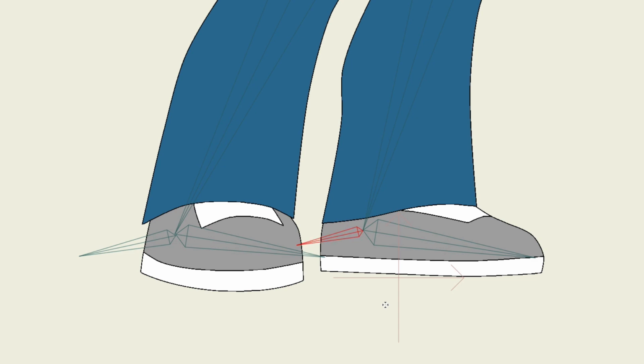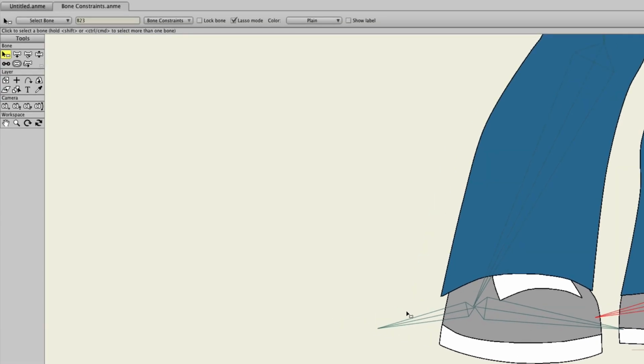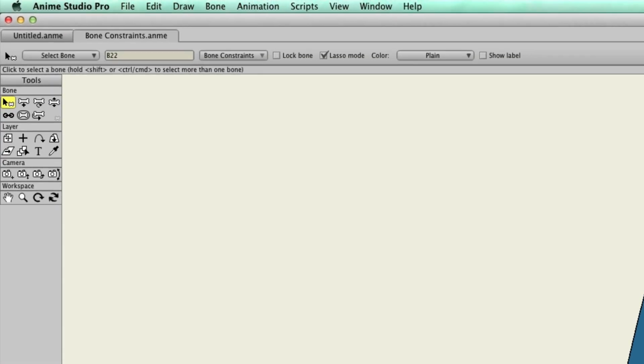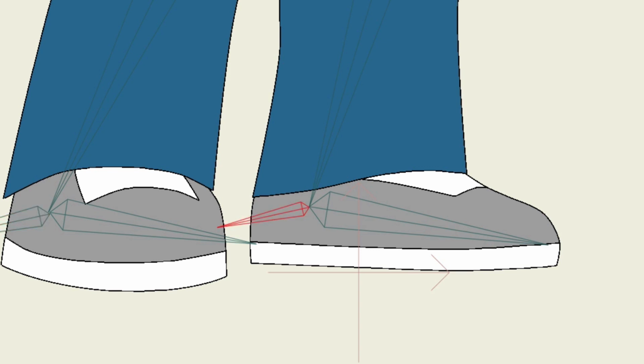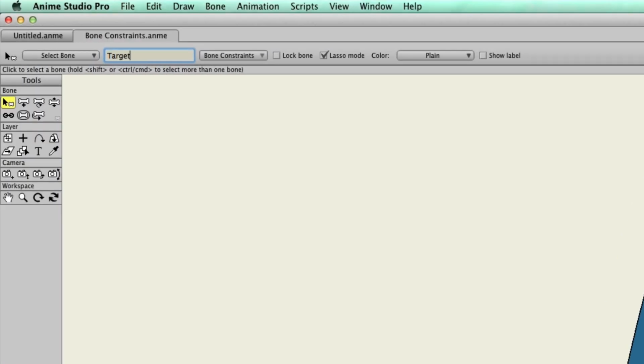We also want to make note of what these bone names are. You can see here we have B23 and we have B22. We can even rename these if we want for the sake of simplicity. We could name this Target 1 and then Target 2. Okay, so now the next step is you want to click on the bones that you want to target these target bones to.